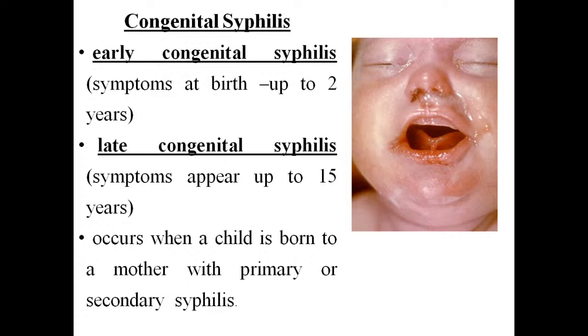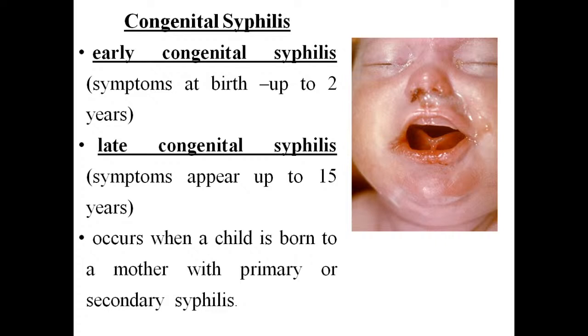Early congenital syphilis is characterized by symptoms that occur during 2 years after birth. What are the symptoms? These are symptoms of primary and secondary syphilis. These are mostly lesions, macular rashes or lesions in mucous membranes or on the skin. Late congenital syphilis is characterized by clinical symptoms that appear during 15 years after the birth.